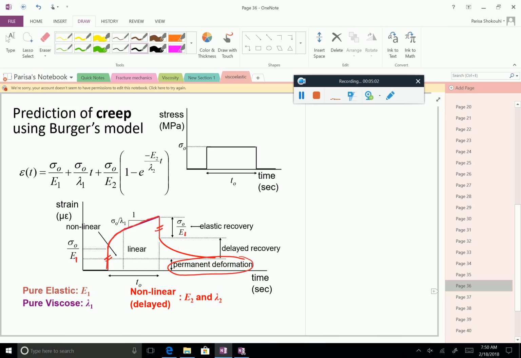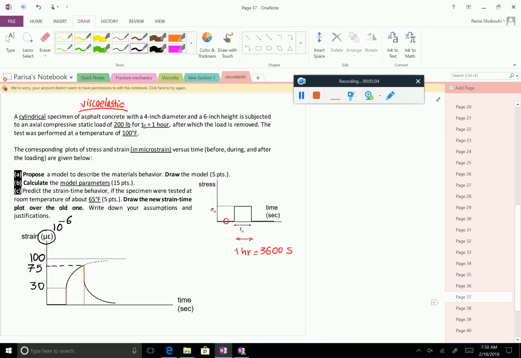Now that we did this quick review, we look back at the behavior of this material. So first we have some instantaneous deformation, then we have retarded or delayed deformation, and at some point when we unload, we recover that instantaneous elastic deformation, and then we have delayed recovery, but it fully recovers.